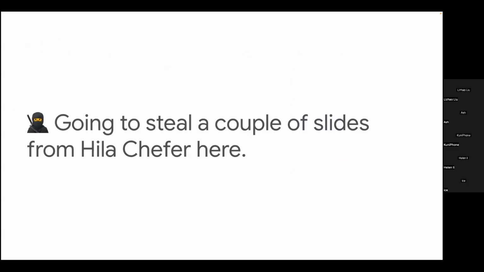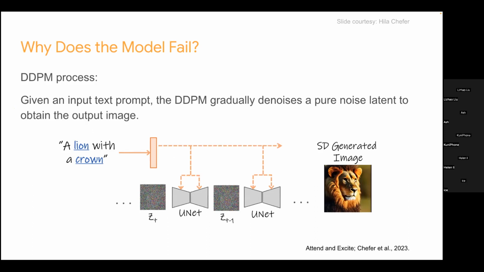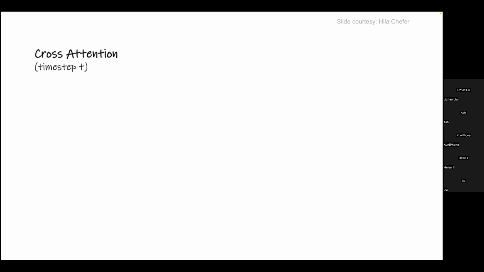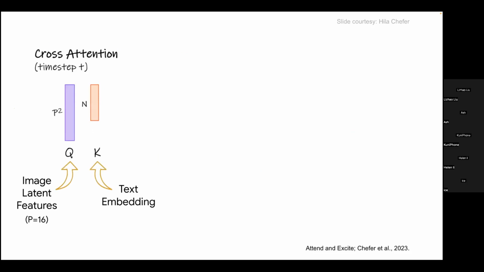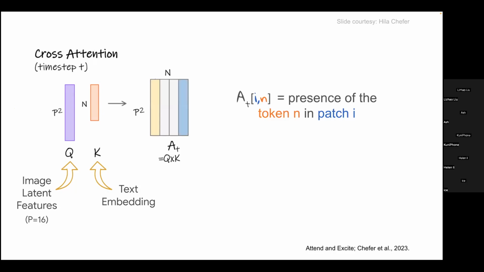I'm going to steal a couple of slides from Hila Chefer, who is the first author of Attend-and-Excite. Let's review the DDPM process a bit. Given an input text prompt, we want the DDPM model to gradually denoise a pure noise latent into an output image. For systems like Stable Diffusion, which are conditioned on natural language prompts, we have image latents, and again we are talking about latent-space diffusion models, not pixel-space diffusion models. So we have image latents, then we have frozen text embeddings, and then we have the cross-attention maps. And if we index into this attention map, it quantifies the presence of the token in patch I.